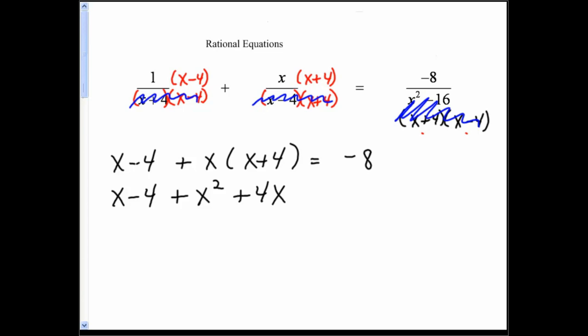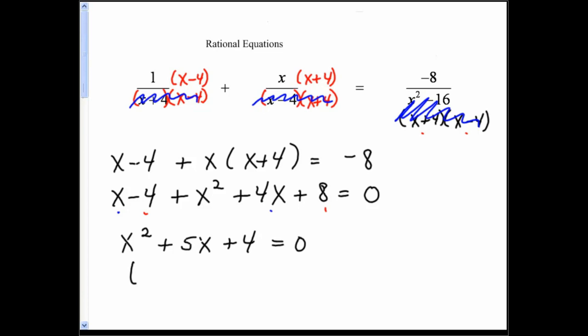And this negative 8 is going to have to move over to the other side of the equation, and when it does, it becomes positive. This is a quadratic, so we need to set it equal to 0. All right, we can combine a couple like terms, and also we have a negative 4 and a positive 8. So we now have x squared plus 5x plus 4 equals 0.